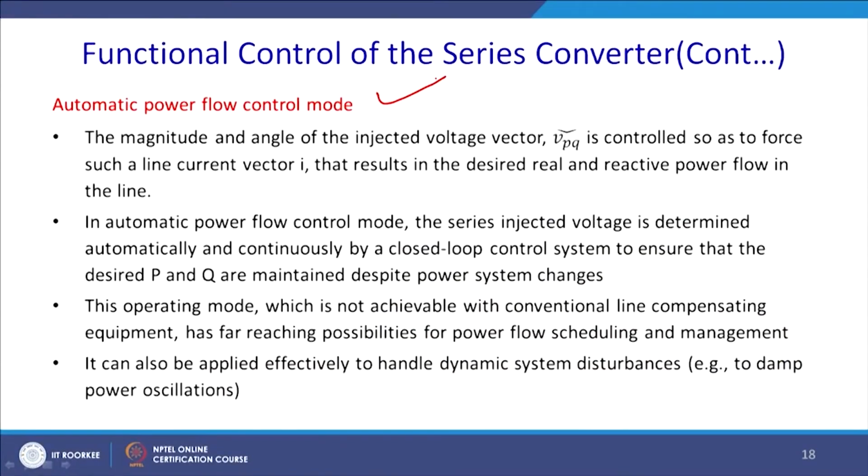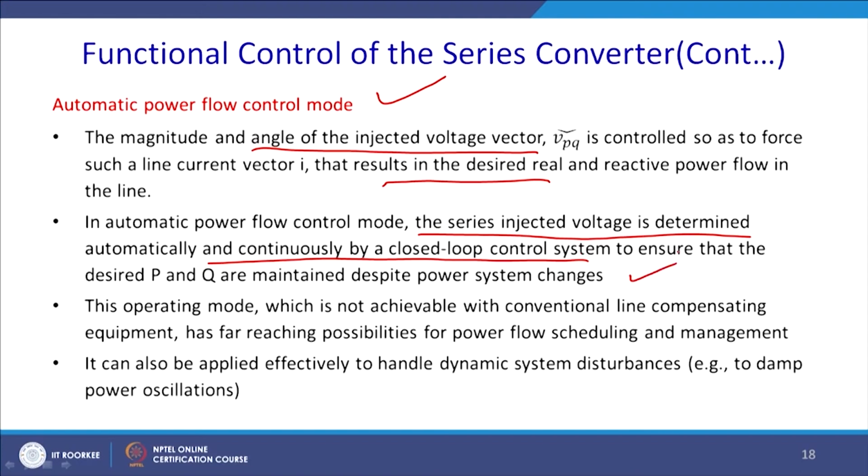Now, this is the power flow control. We want the amount of power flow through the line to be controlled by the UPFC. Thus, it is the automatic power flow control mode. The magnitude and the angle of the injected voltage vector VQ are controlled. So, control has to force the line current vector I to result in the desired real and reactive power flow through the UPFC. In automatic power flow control mode, the series injected voltage is determined automatically and continuously by a closed loop control system to ensure that the desired P and Q are maintained despite power system changes. That is something we require to do.